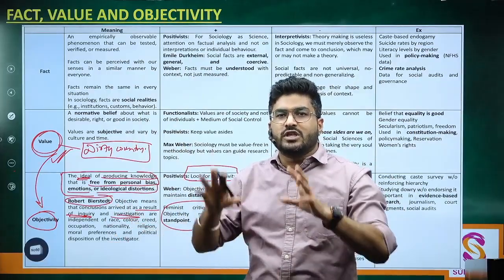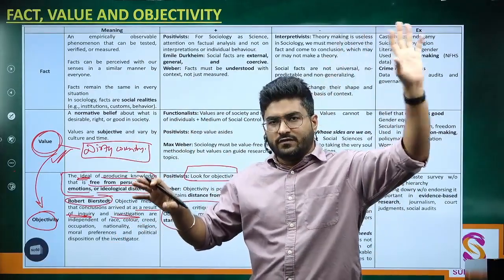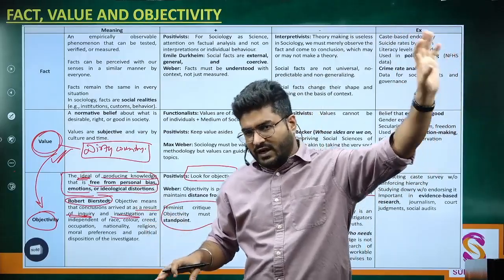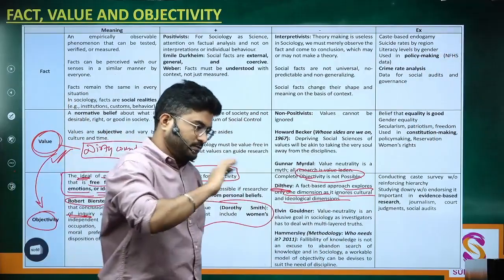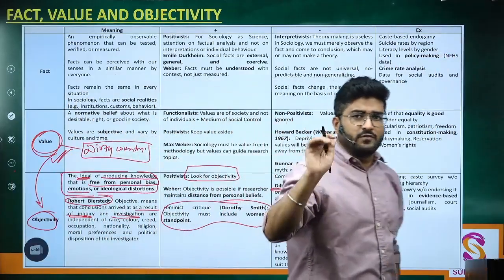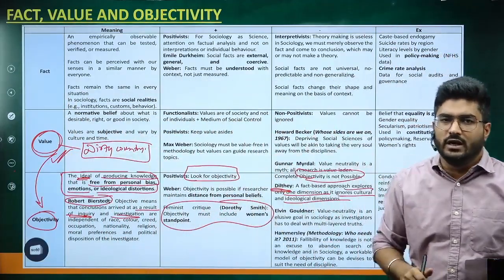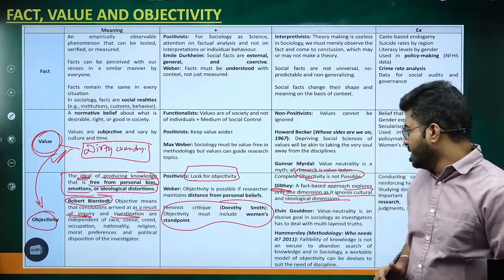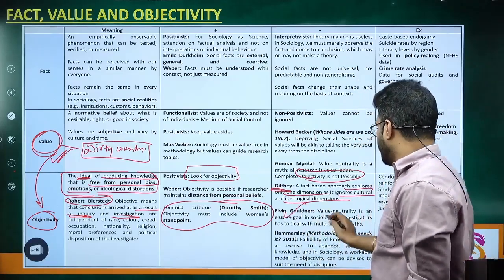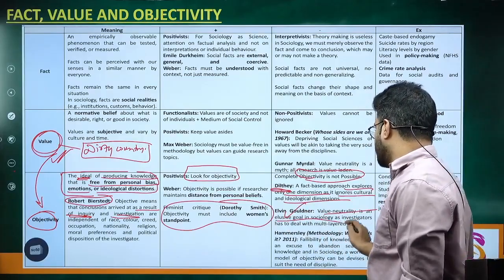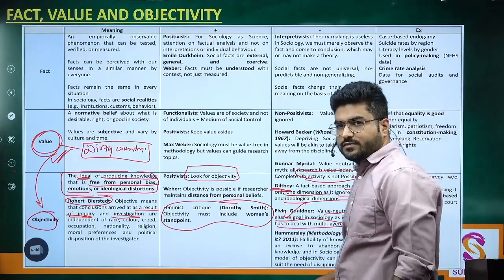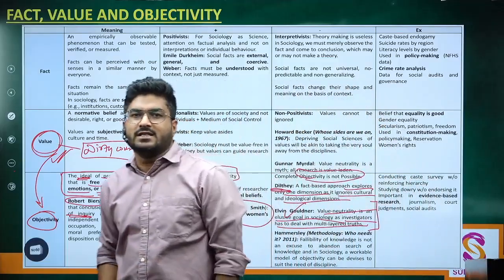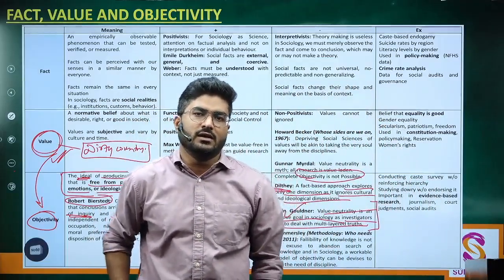That means the same institution, the family, has different connotations and different facts, and the same family as a social system has a different descriptive nature according to Indian society. Then Alvin Gouldner says value neutrality is an elusive goal in sociology, as investigators have to deal with multilateral truths.